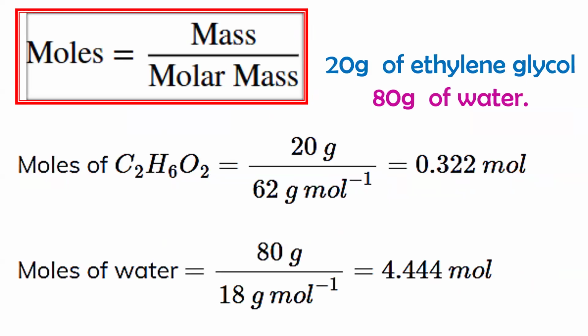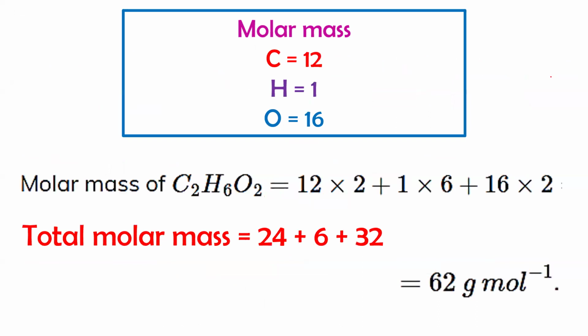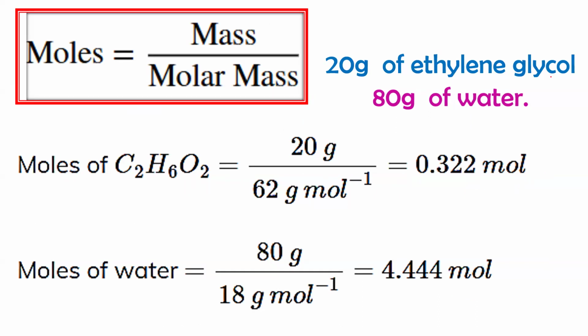So how do we find moles? Mass by molar mass. First we have to find Na, the moles. For finding the moles, we calculate mass by molar mass. What is the mass here? The mass is 20 gram of ethylene glycol, and the molar mass we found is 62. So mass by molar mass is 20 by 62, that is 0.322 mole. So the moles of ethylene glycol in the solution is 0.322 mole.